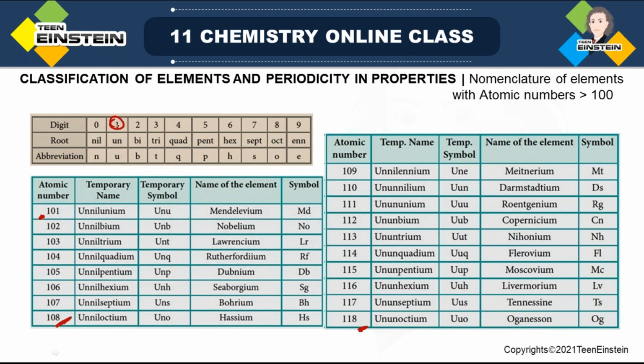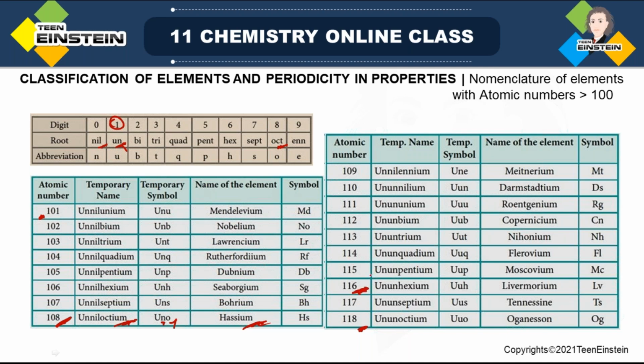So 108 means you have to take un, then you have to take nil, and then you have to take oct. So that is why it is un, nil, oct, and then you have to end it with ium, which is common for any name. And what will be the symbol? The symbol will be U, which is coming from un, N, which is coming from nil, and O is coming from oct. But the actual name of the element is already given, and that is also mentioned, and the symbol.